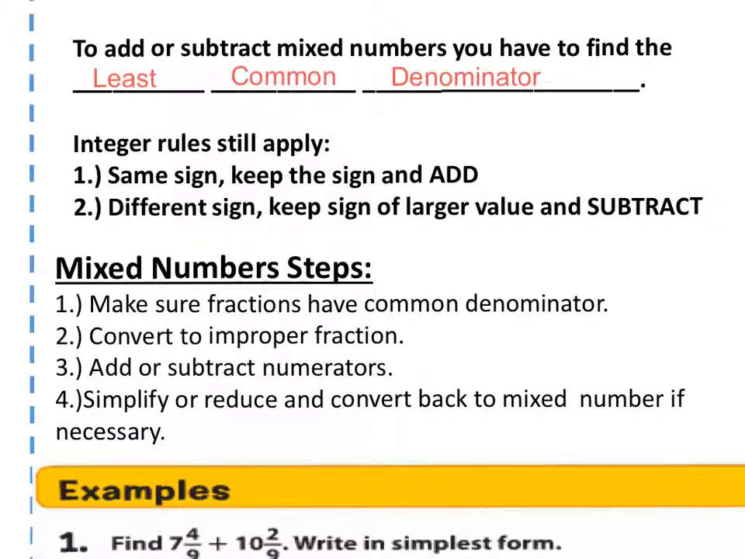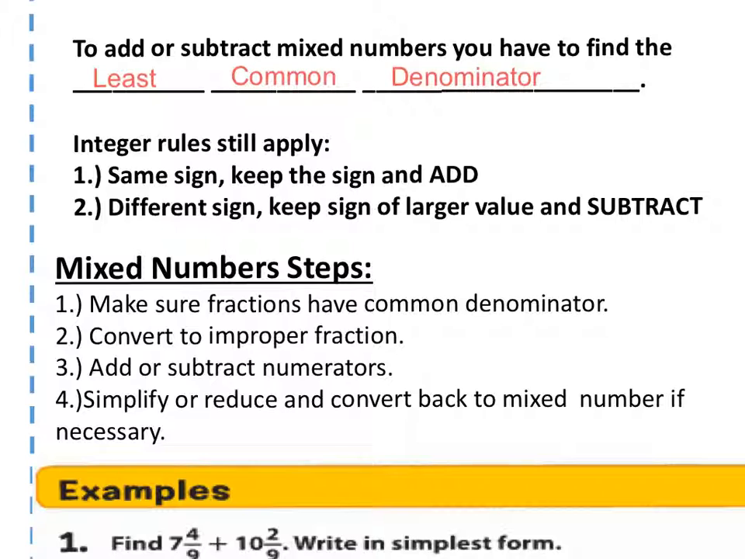There are two integer rules you must follow. The first one is when the signs are the same, you keep the sign and you add. The second is when the signs are different, you keep the sign of the larger value and subtract. This only occurs if you have to deal with integers.